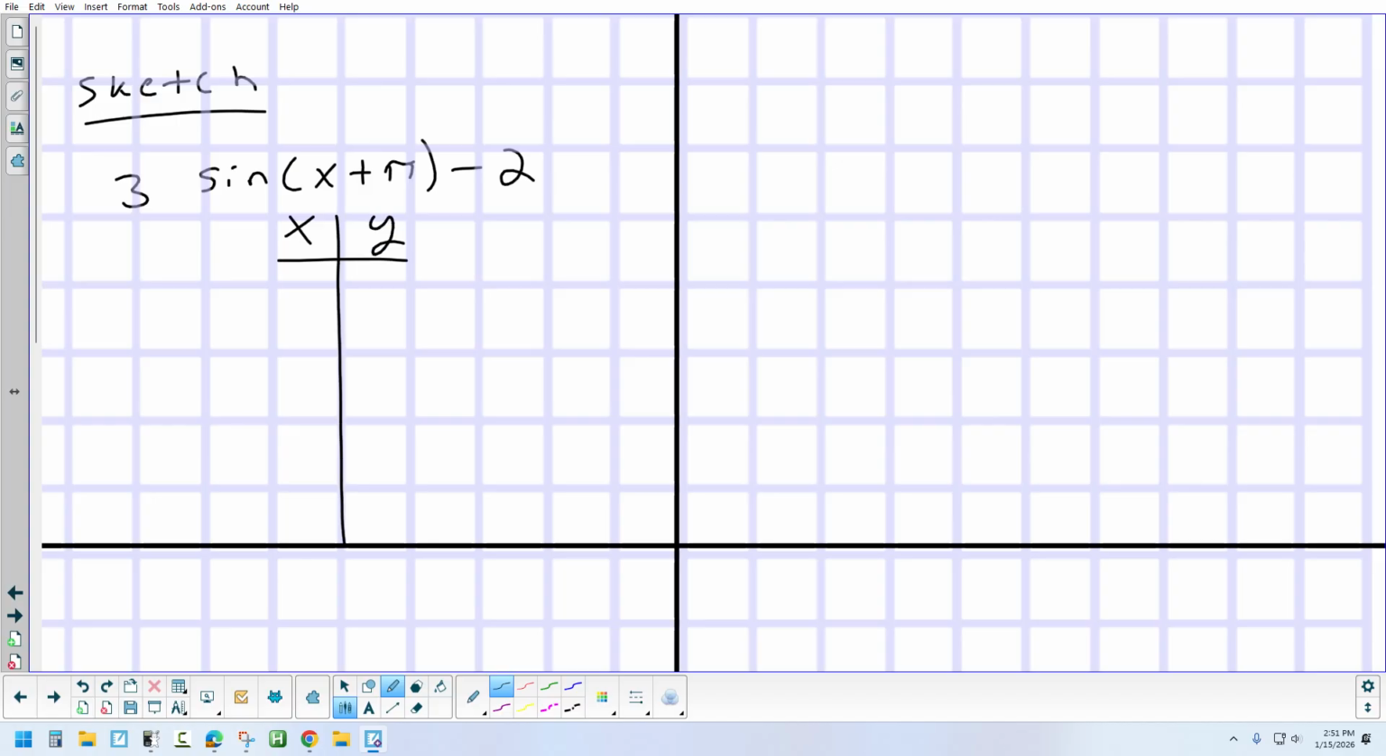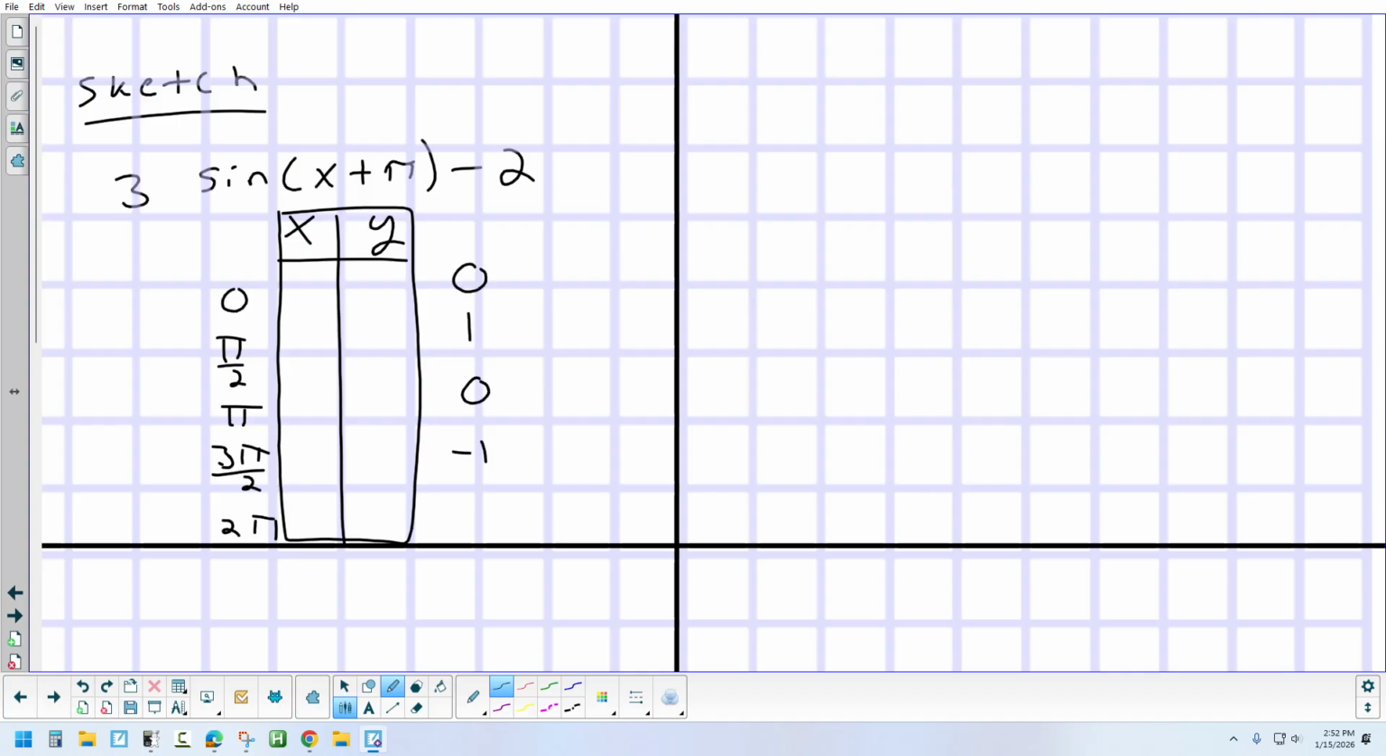Okay, what are my original x values for sine? Yep. 0, pi over 2, pi, 3 pi over 2, and 2 pi. Okay, so those are my original x's. Inside here, I'll put all my final answers. And then, what are my original y values for sine? Yep. 0, 1, 0, negative 1, 0. So those are my y's.